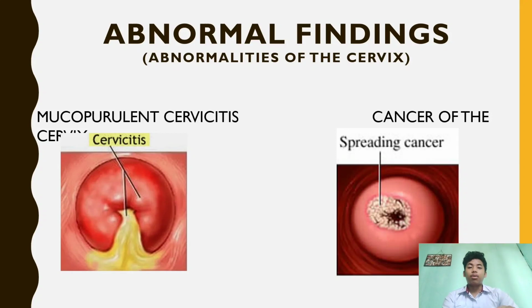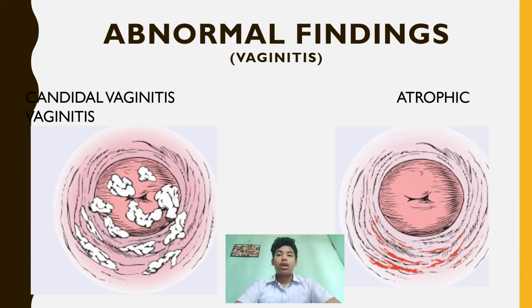Next are the abnormal findings of vaginitis. In assessing female genitalia, the nurse may suspect vaginal infection from signs such as redness or lack of color, unusual discharge and secretion, reported itching, and other typical symptoms of the kinds of vaginitis discussed here.